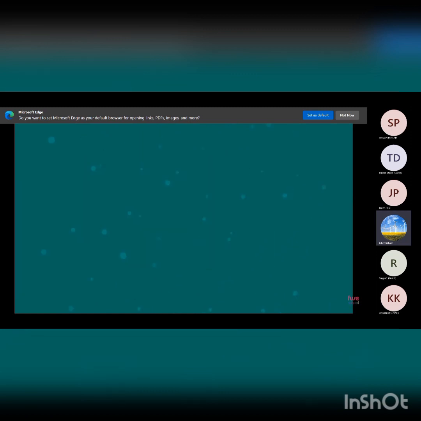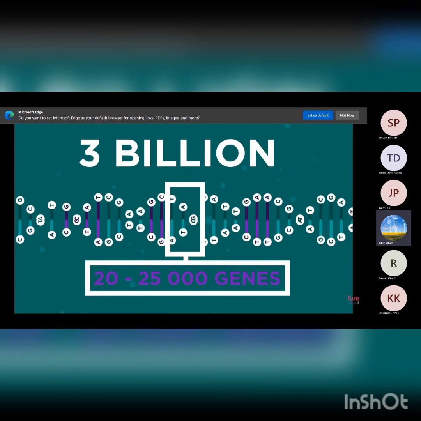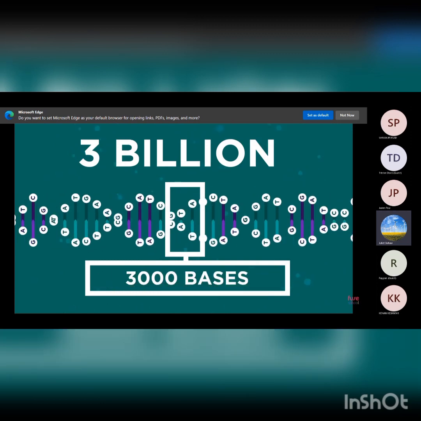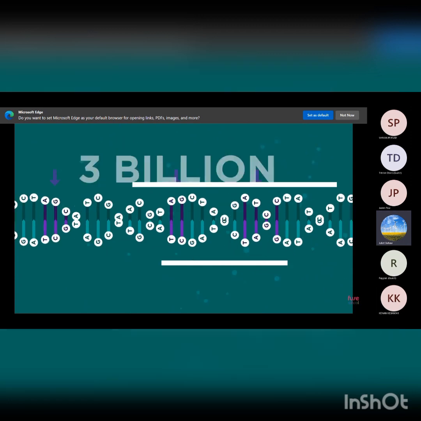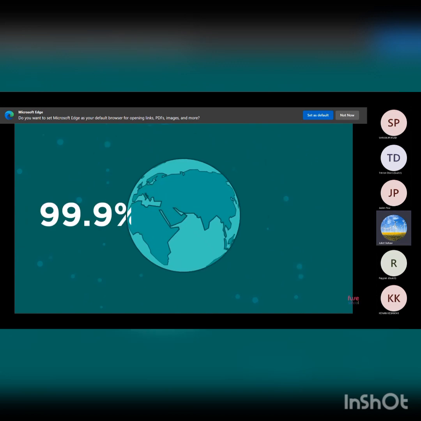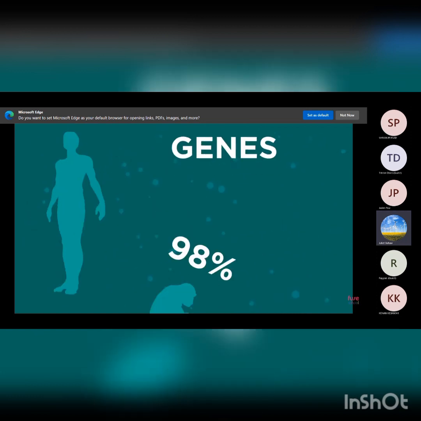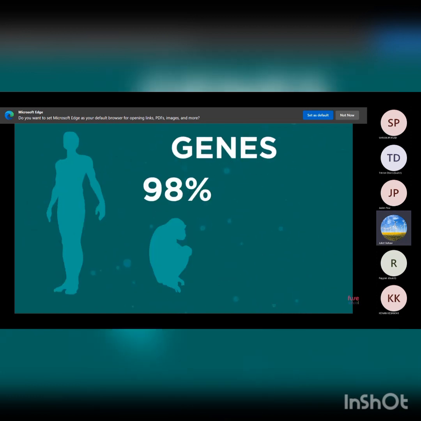The human genome is 3 billion bases long, but only consists of about 20 to 25,000 genes, as an average sized gene is only about 3,000 bases long. This means that large parts of our DNA doesn't code for genes. The genome of every person on Earth is 99.9% the same. It's that tiny 0.1% that makes up genes that give us our unique differences. In fact, our genes are 98% similar to a chimpanzee's and 75% the same as a mouse.